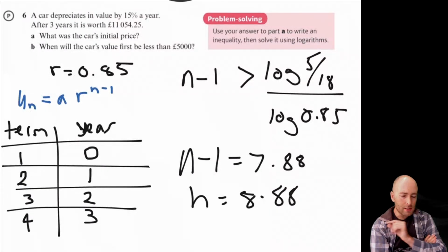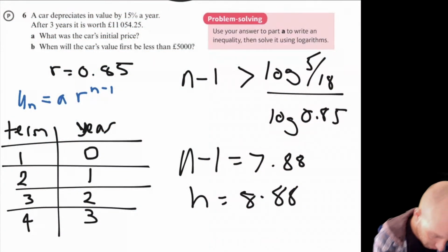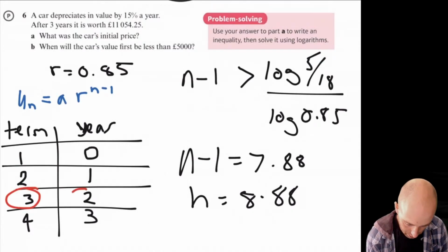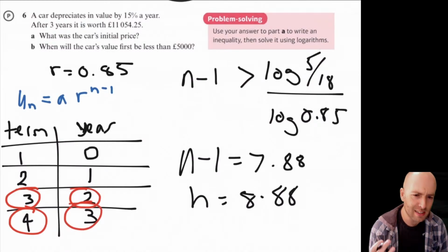Right, so it's a bit tricky this. Louis, you were close to getting that. So we've got 8.88. That isn't a when though, that's a term. So if we look back at our table, how do the terms and the years link together? Well, term 3 was year 2. Term 4 was year 3. So term 8.88 is going to be year 7.88.